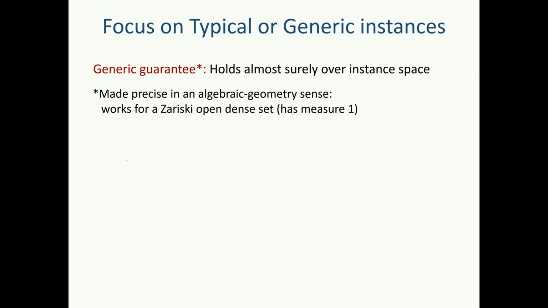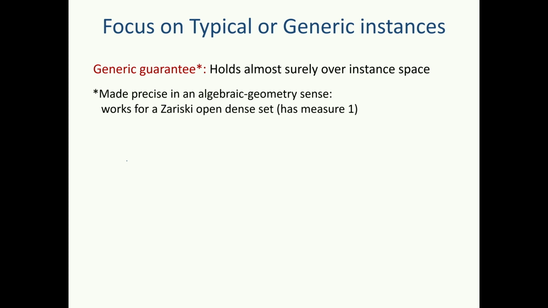There's a precise way of capturing this in algebraic geometry, and that's by saying that your algorithm works over a set that's Zariski open dense. That just means these sets have measure 1, so it works essentially almost surely over all inputs. But this is a bit of a mouthful, so here are a couple of nice ways of thinking about generic guarantees.